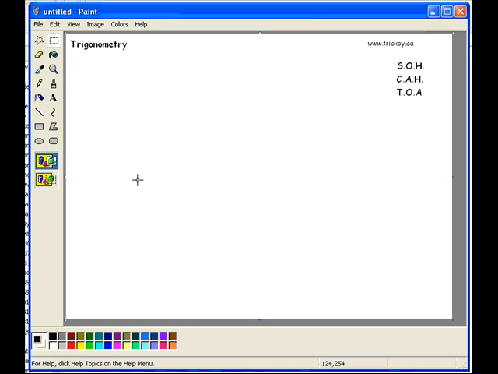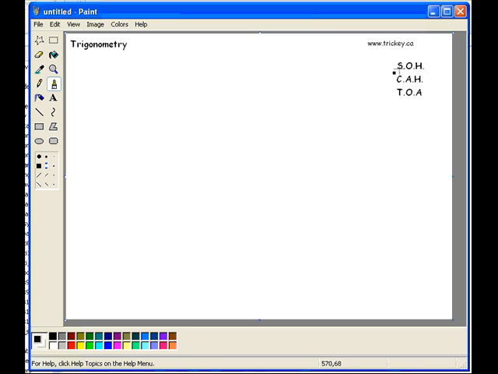Here's a quick and easy lesson on trigonometry. The big thing you need to know about trigonometry is SOHCAHTOA. Say it loud and say it proud. SOHCAHTOA. If you can understand that and you can memorize that, then trigonometry should be fairly simple for you.